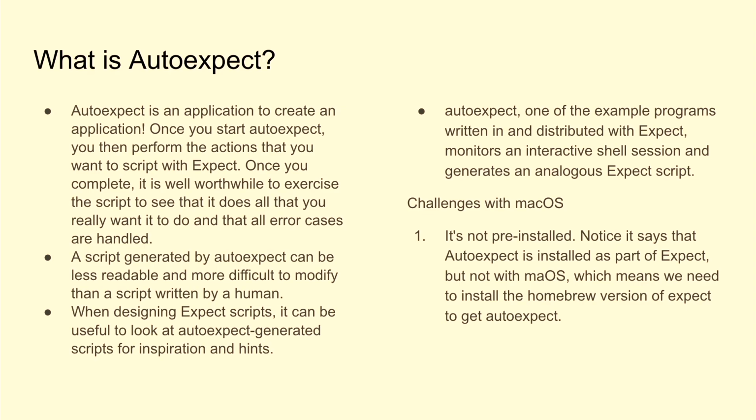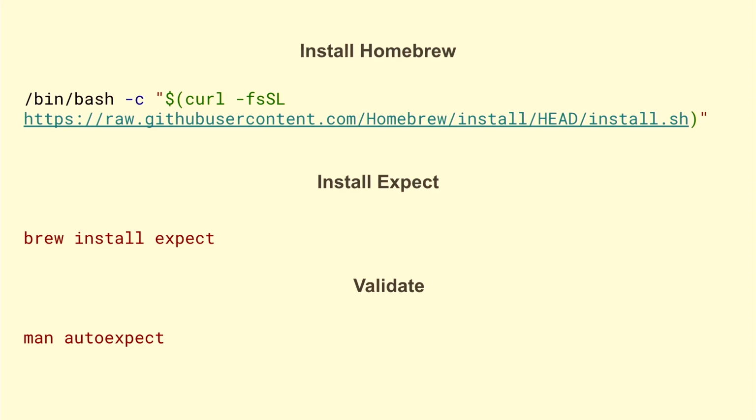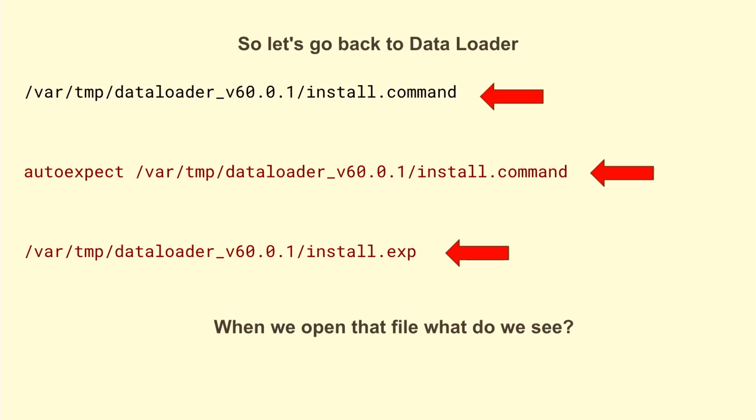Again, it's not pre-installed, so you have to install it with Homebrew, and I'm going to show you what that process looks like. If you haven't installed Homebrew before, that's the command to do it. Once you install Homebrew, you install expect by typing brew install expect, and then you can type man auto expect, because this version of expect comes with auto expect, which gives you the ability to automatically create expect scripts.